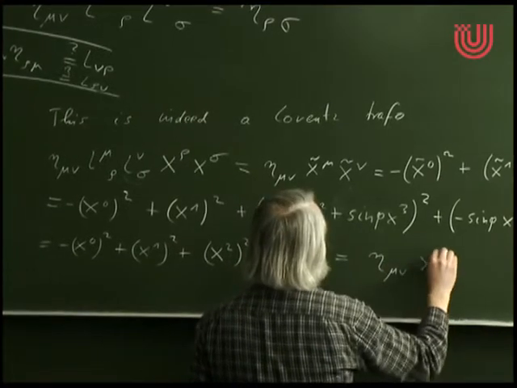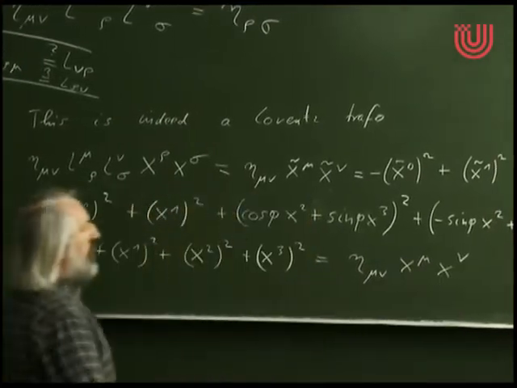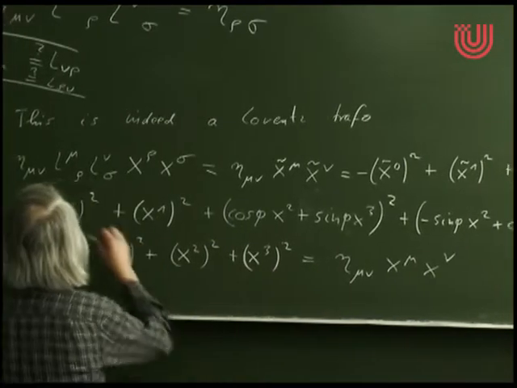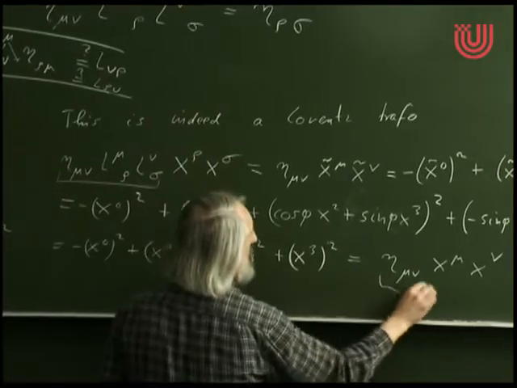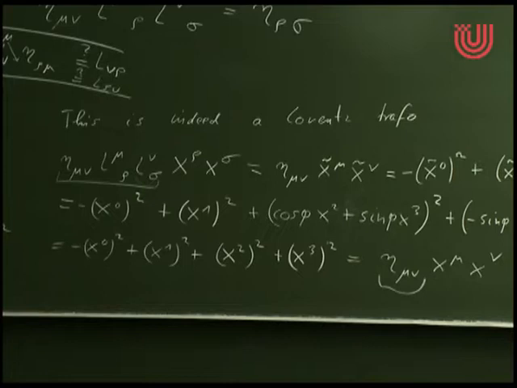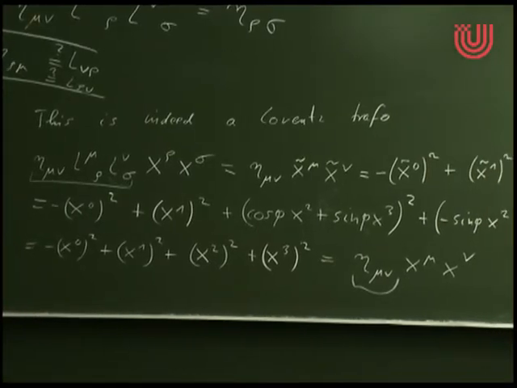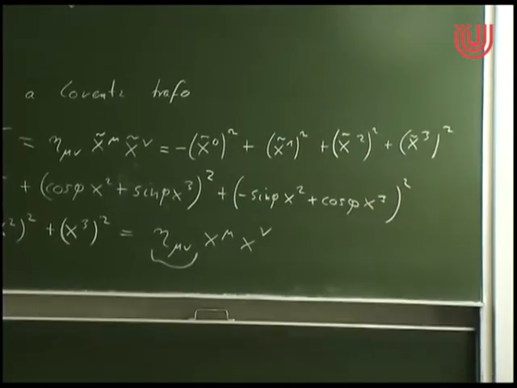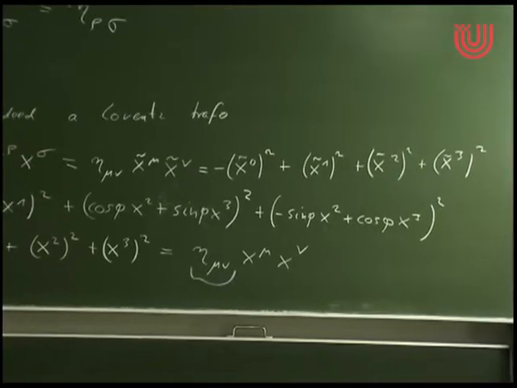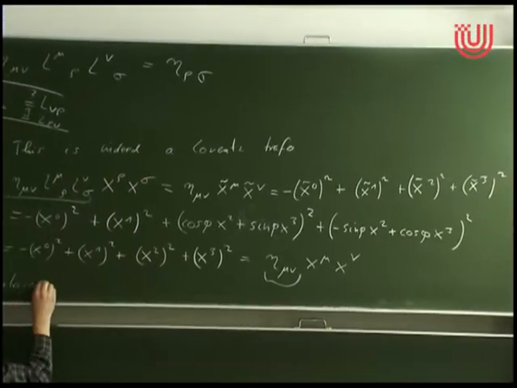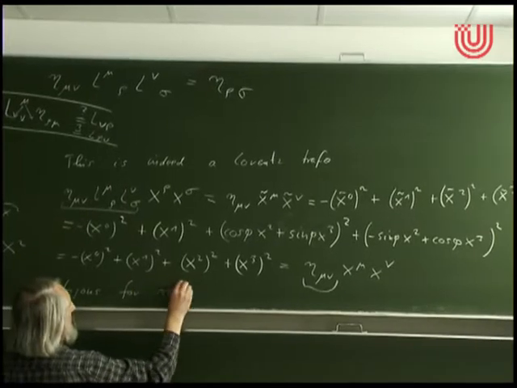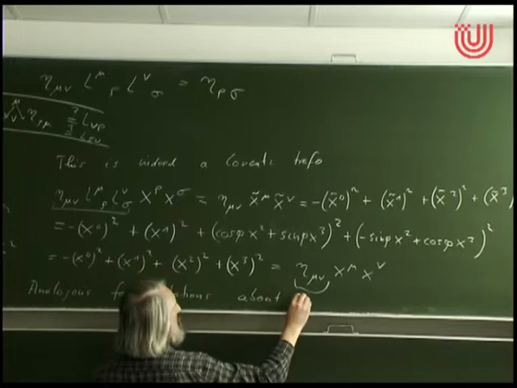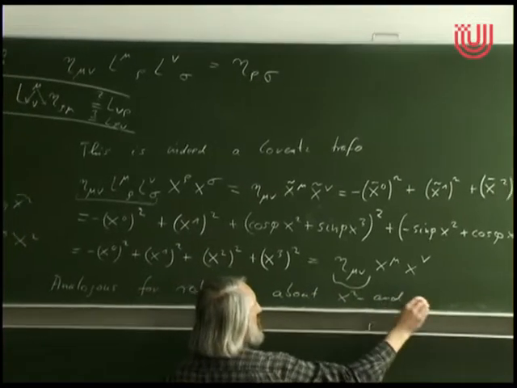This is eta mu nu x mu x nu, right? And this holds for all x's. And these things are symmetric, so the coefficients must be equal. So this must be equal to this. And that's what I wanted to prove. So this is indeed a Lorentz transformation. So a spatial rotation is a Lorentz transformation. And obviously this is analogous for rotations about the x2 and x3 axis.